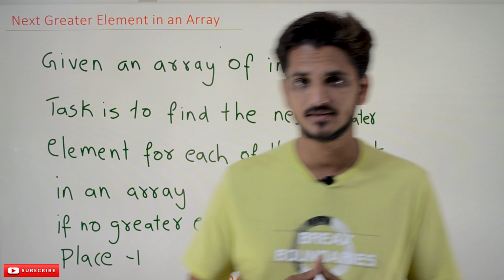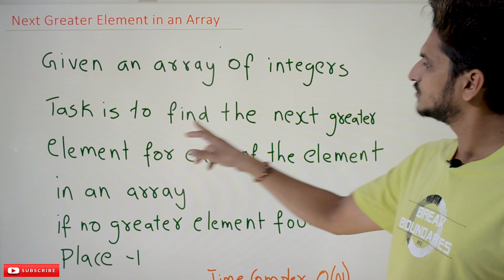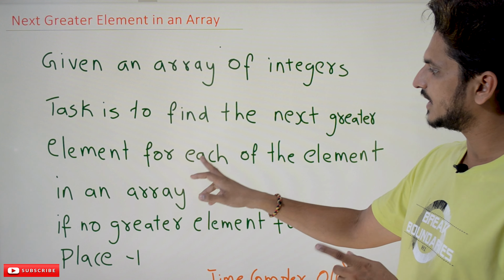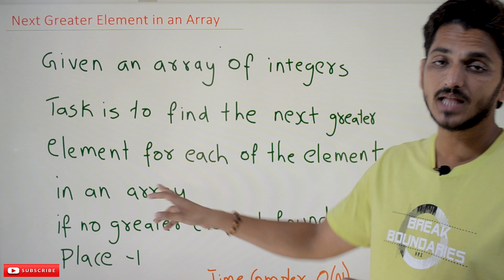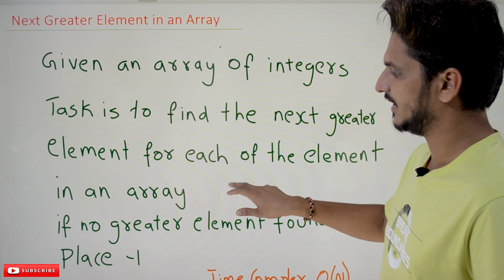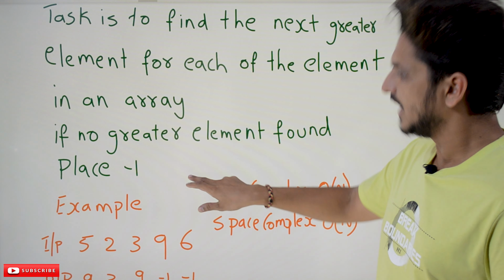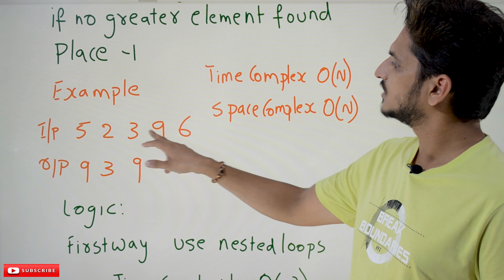Coming to today's class, given an array of integers, the task is to find the next greater element for each of the elements in the array. For each element in the array, we have to find the next greater element. If no greater element is found, place -1. Example: 5, 2, 3, 9, 6.